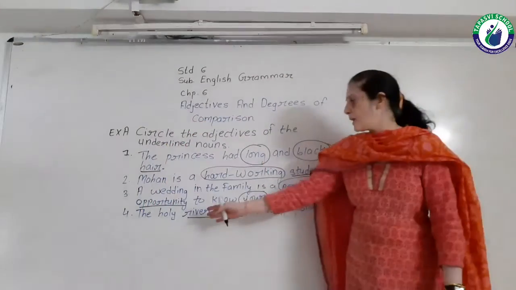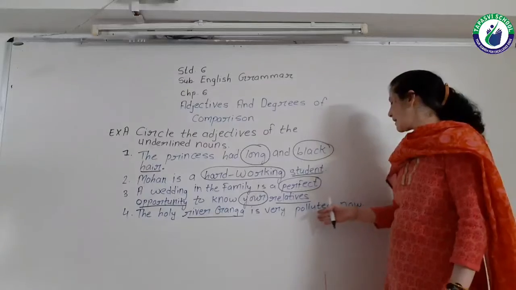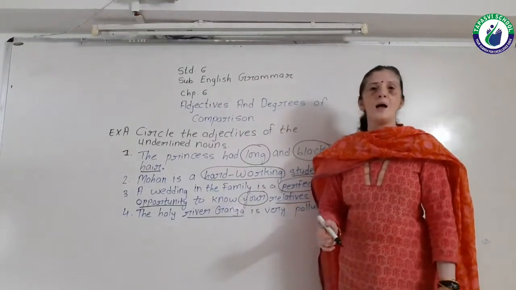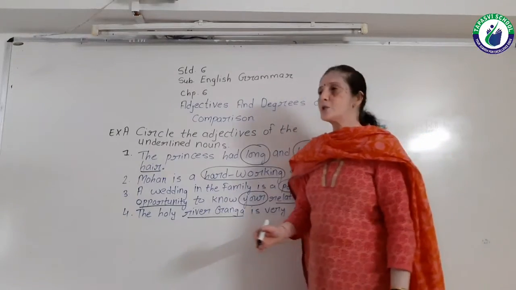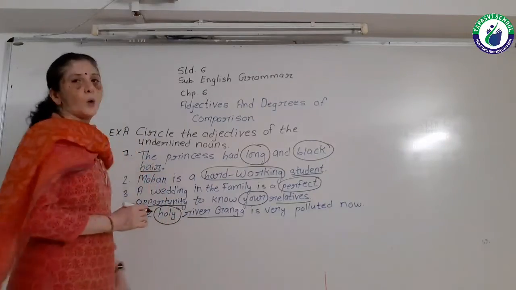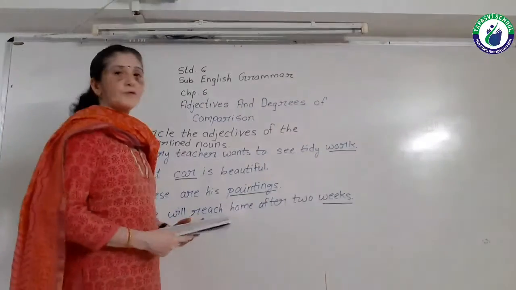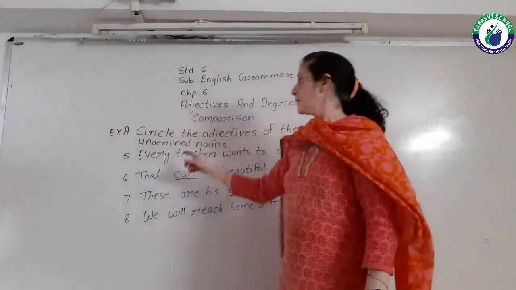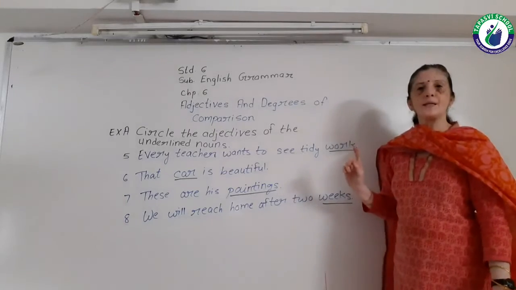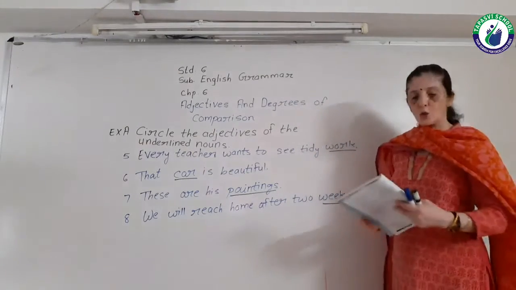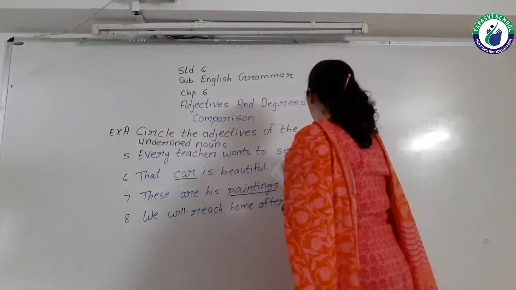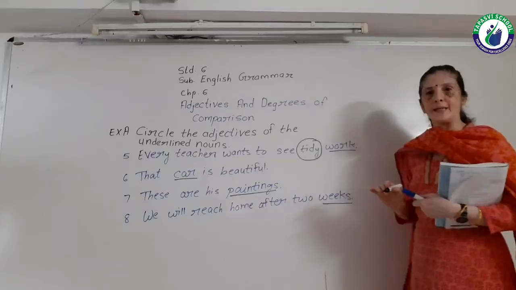Next one. The holy river Ganga is very polluted now. Now, river Ganga is a noun. So what is used for this river Ganga? It is holy. Circle holy. Right? Now students, fifth one. Every teacher wants to see tidy work. What is the noun here? Work. So what is the adjective used for this noun? That is tidy. So we have to circle tidy.